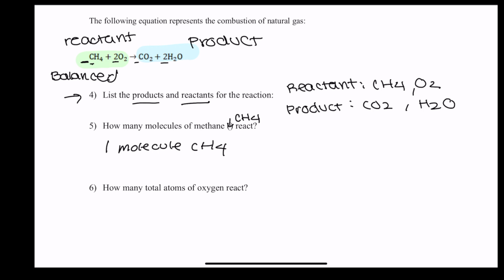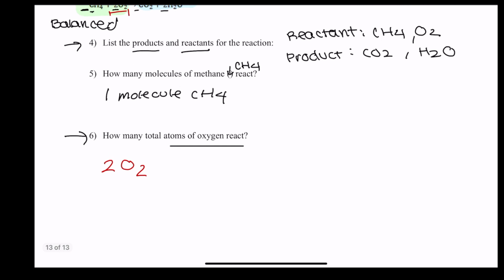Now we need to find how many total atoms of oxygen are reacted. So this is a little bit tricky. You will do the same thing here. Look at the coefficient of the oxygen, right? It's 2 O2, right? But it's asking for individual atoms. So do you see how there's 2 oxygen in 1 molecule, if that makes sense? So what you will do, you just do 2 times 2, which equals 4. That means there will be 4 atoms of oxygen.